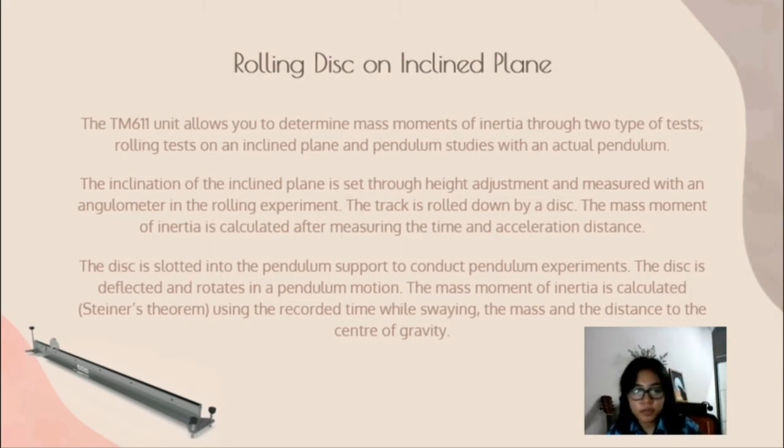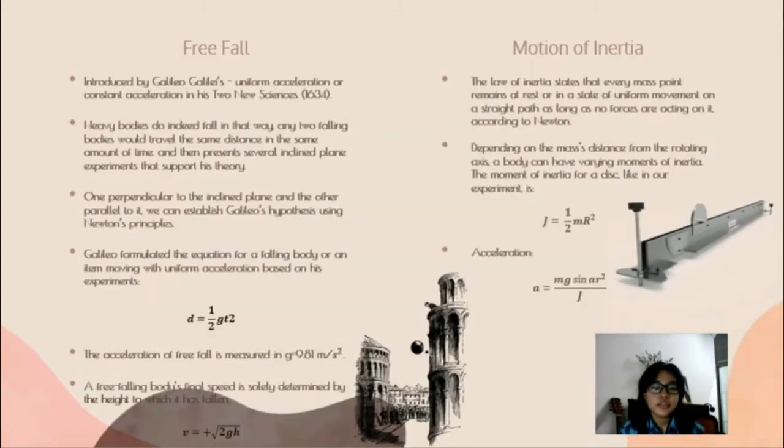For the pendulum experiments, the disc is rotated into the pendulum. The disc is deflected and rotates in pendulum motion. The mass moment of inertia is calculated using the recorded time while swinging, the mass, and also the distance to the center of the rotor. This experiment involves two theories, free fall and moment of inertia. Free fall was introduced by Galileo Galilei.